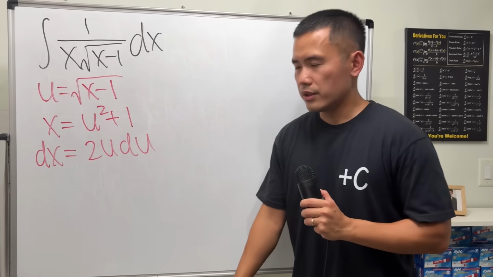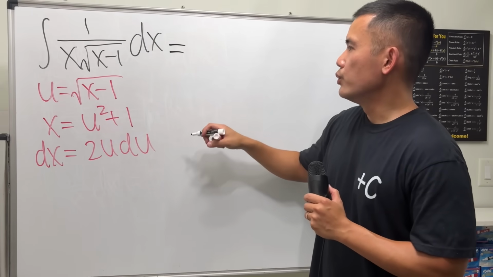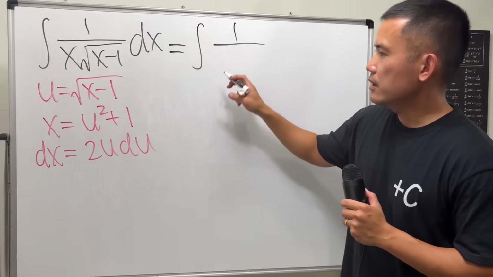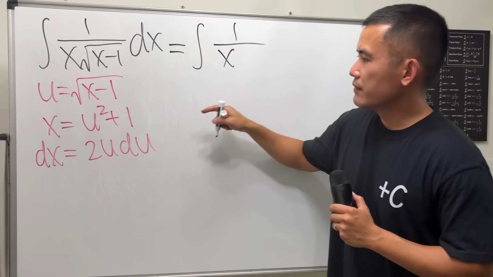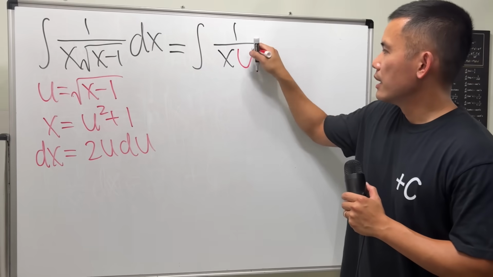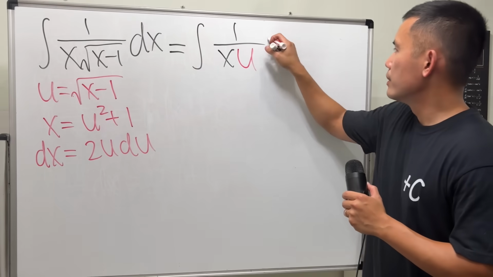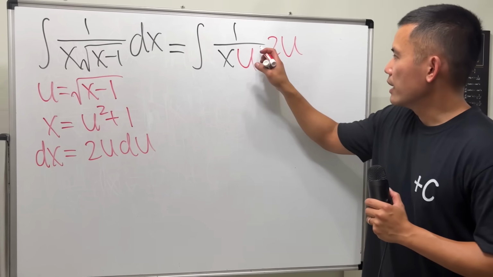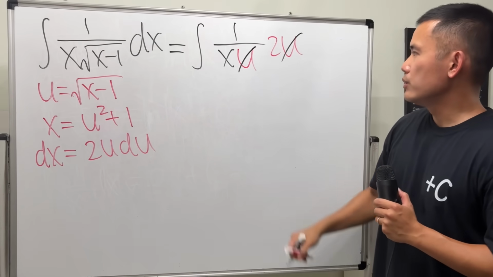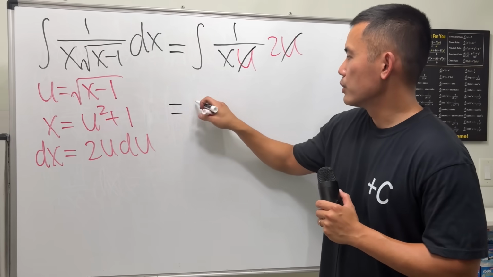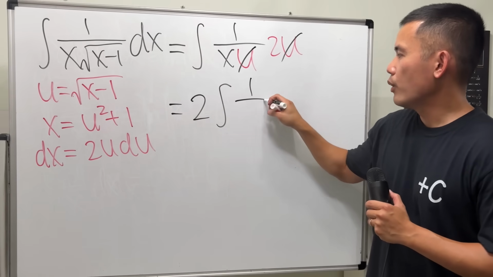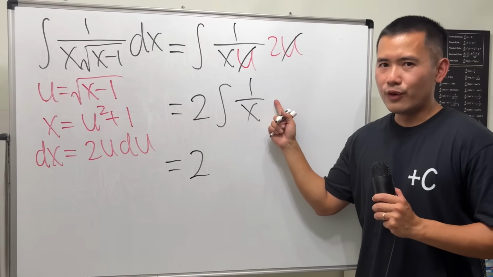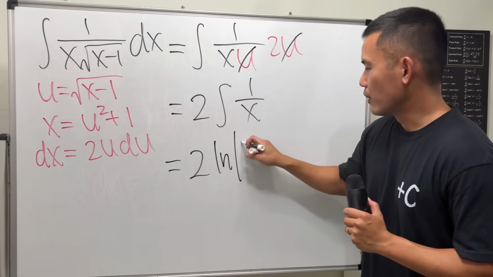Now, so far so good. Take this integral to the u world then, we get the integral of 1 over x is right here. And then we have the u, right? And then dx is 2u. And let's say we forget the du. Okay, this is good because we see that the u and u cancel out very nicely. So we can put a 2 to the front and then integral 1 over x. And we see that's just 2. And the integral 1 over x is ln absolute value of x.